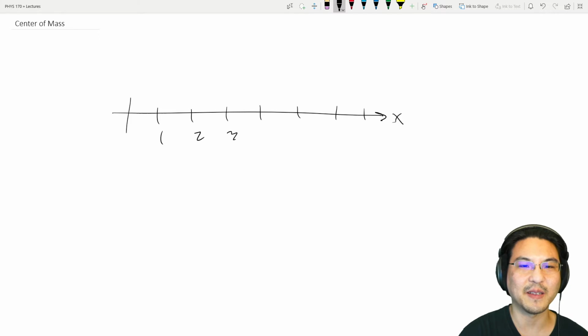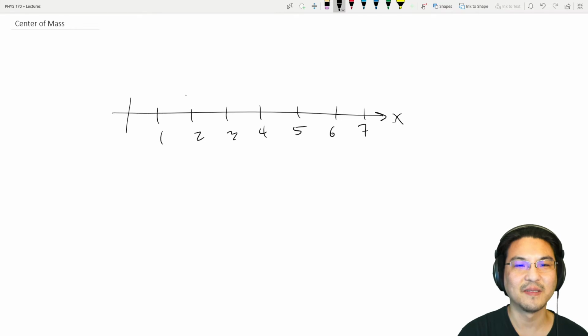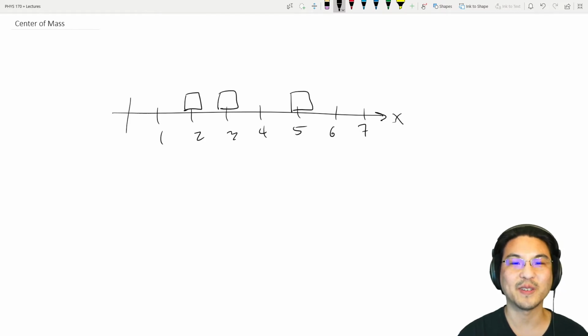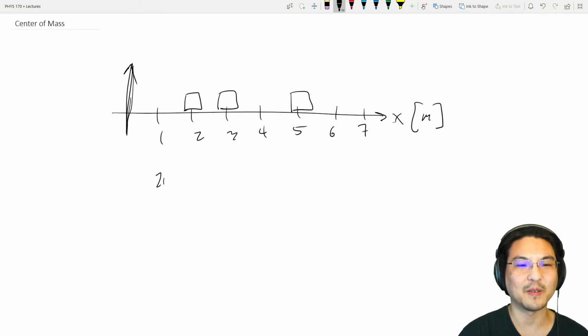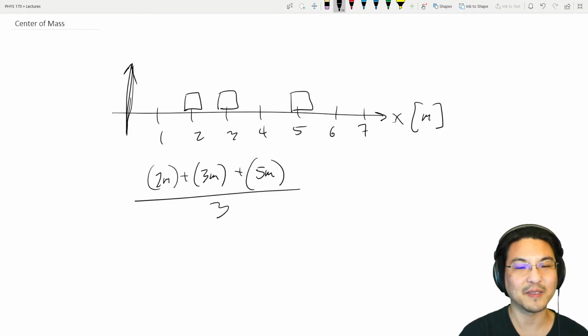Let's say I have some boxes here, here, and here. What's the mean position of the boxes? Say this is in meters. Then there's a box at 2 meters, another one at 3 meters, the other one at 5 meters, divided by 3 boxes. So that's the mean position: 2 plus 3 plus 5 divided by 3 boxes.